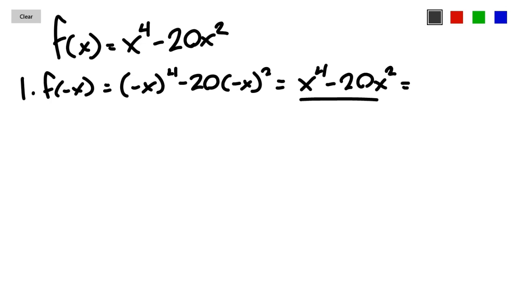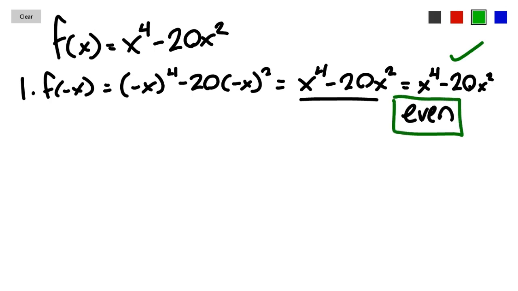And let's see if it's equal to the original function. Looks like we're good to go because all the signs check out and everything is maintained. So this is an even function, which means it's going to have symmetry about the y-axis. But let's just check and see the odd version.